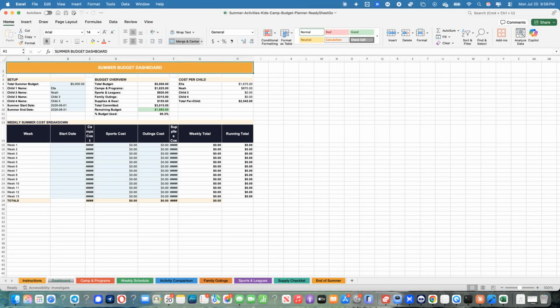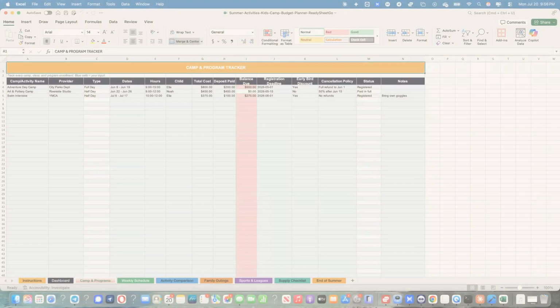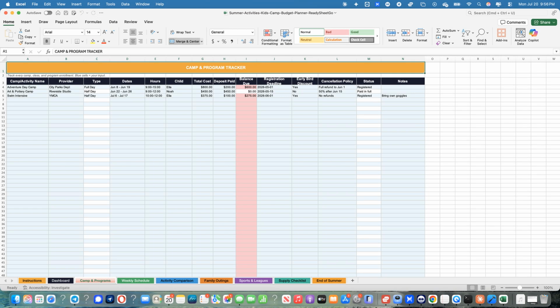Your summer budget, what's committed so far, what's left, and the cost broken down per child. Camp and Programs lists every camp with its dates, cost, deposit, balance due, and registration deadline. The deadlines are the part that catches people out.